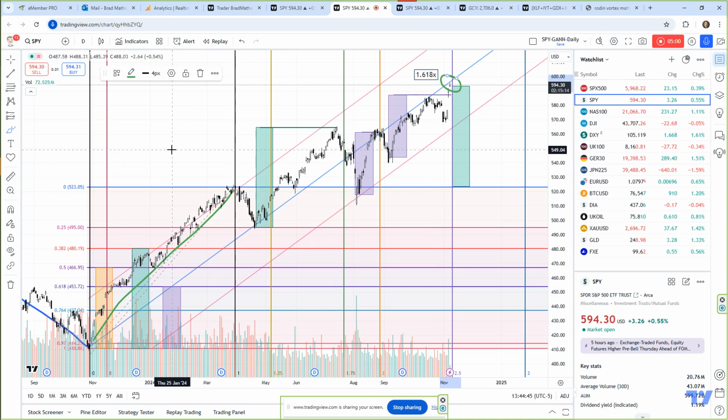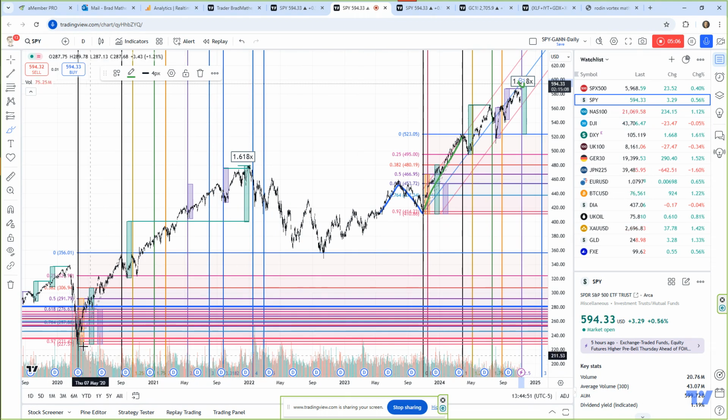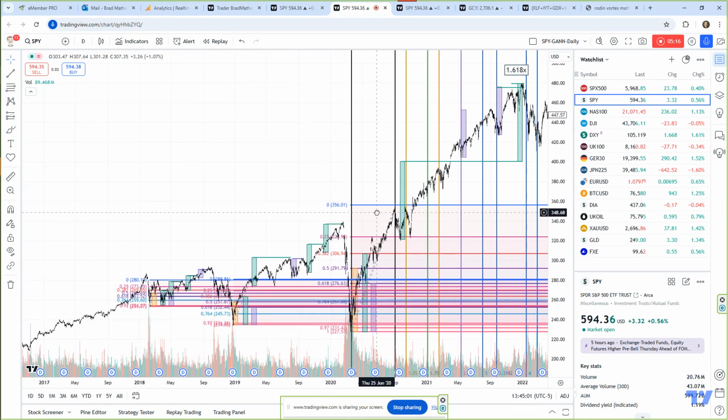But in order for me to see that, I needed confirmation. So I went back to the COVID low. I didn't do this one. I could do this one later, but I went to the COVID low. Let me get rid of that and drag this over here.